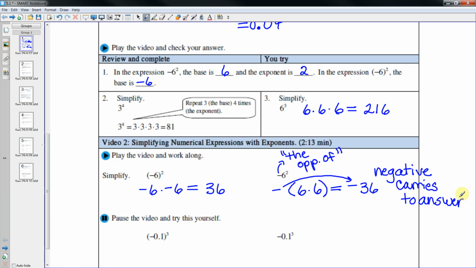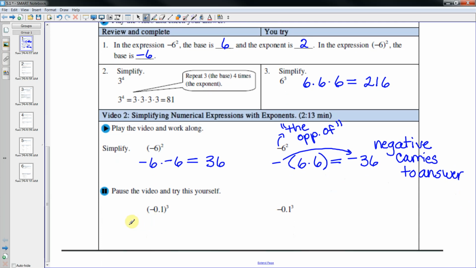Alright, so if we have (-0.1) cubed, that's -0.1 times -0.1 times -0.1. If I were to multiply all of those together, then you're going to get 0.001, and because I have a negative times a negative, that's positive. A positive times a negative gives me a final answer of negative. So on this one, the parentheses carried the negative with me, and I ended up with a negative answer.